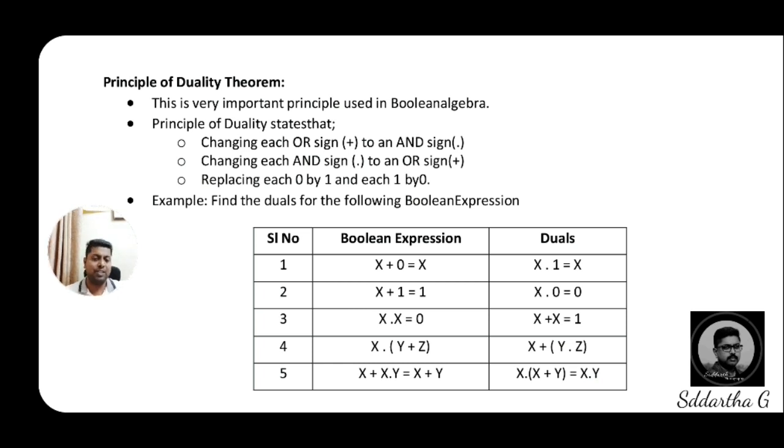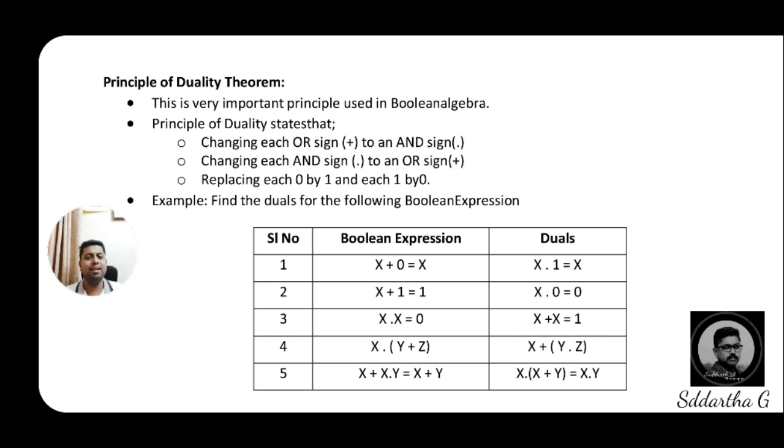And coming to the fourth expression, x into y plus z. Here also, it is a Boolean expression. Now convert this Boolean expression into its duality form, just converting plus with dot and dot with plus. So its dual expression is x plus y into z, x plus y into z, that is the fourth expression.